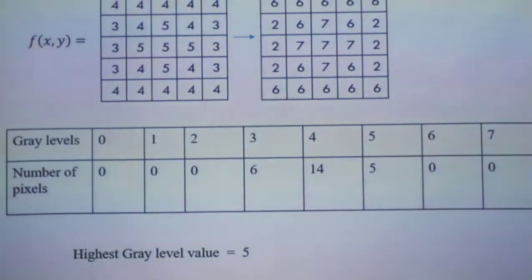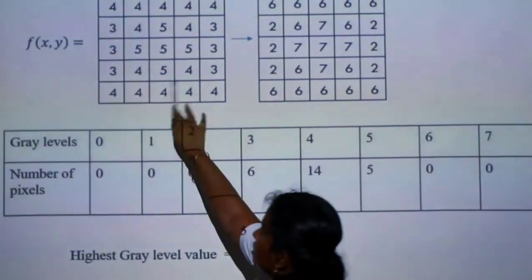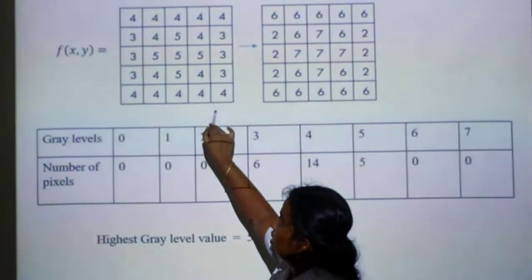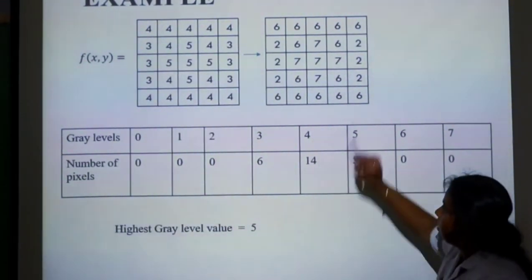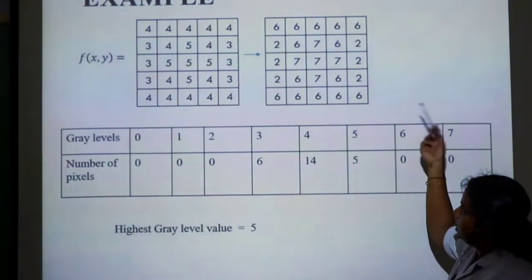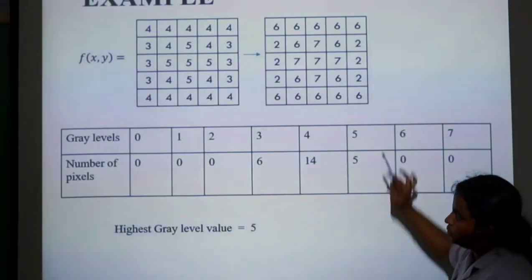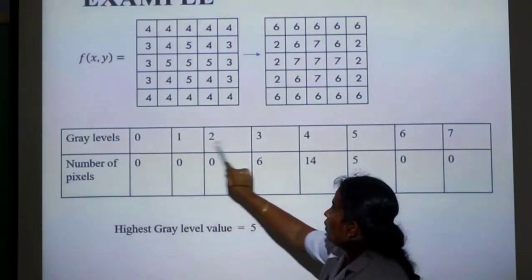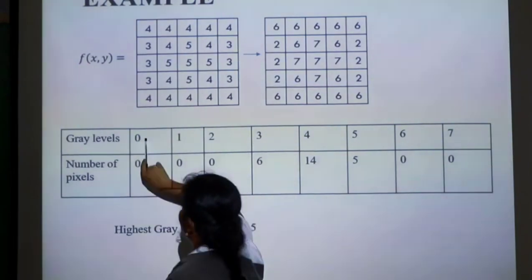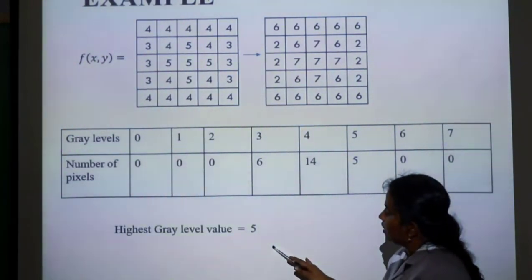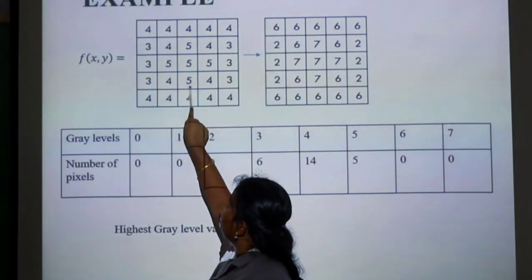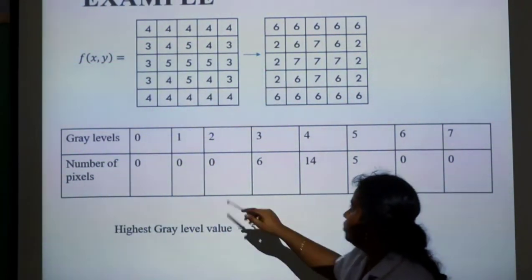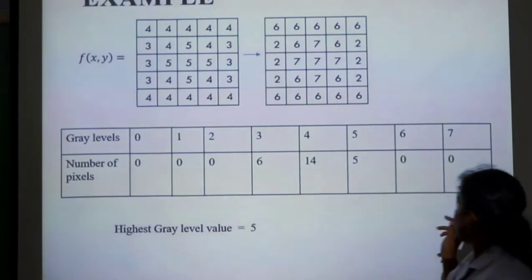So, an example of histogram equalization. We are given an image. These are the gray level values of a digital image, f of x comma y. Gray level values 0, 1, 2, 3. Why do we put the highest gray level value as 5? Because the highest gray level value in this digital image is 5. So, we have to put 0, 1, 2, 3, 4, 5, 6, 7.